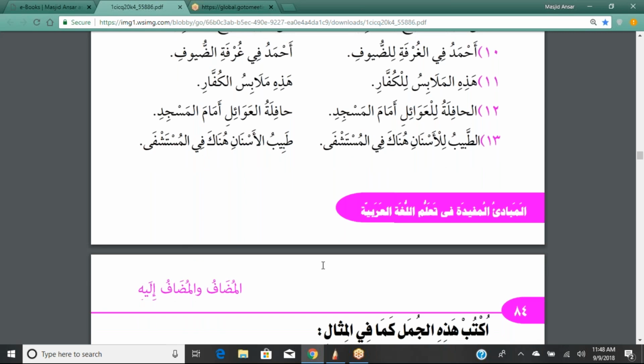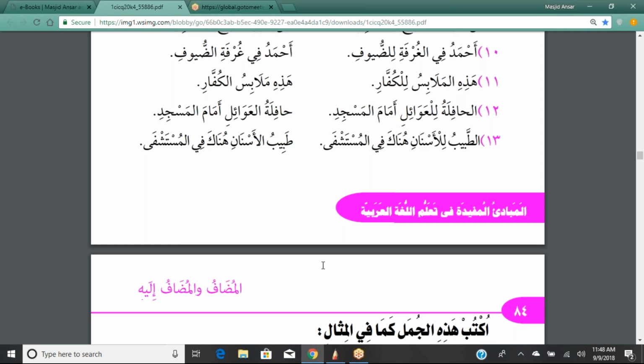The bus for the families is in front of the masjid. Again. Okay, next one. The family bus, the bus of the families, is in front of the masjid.